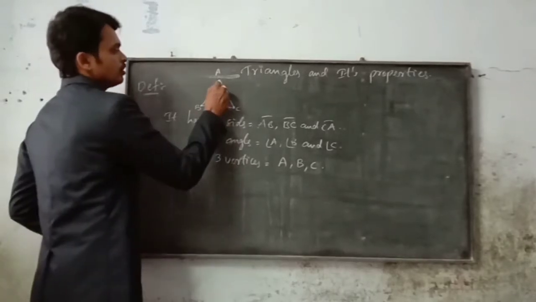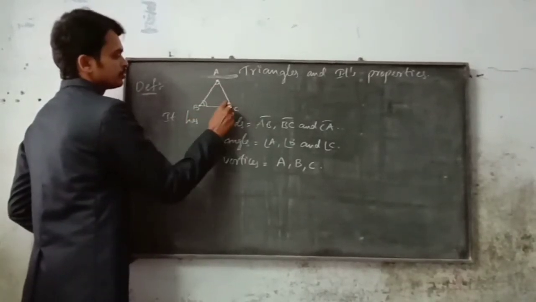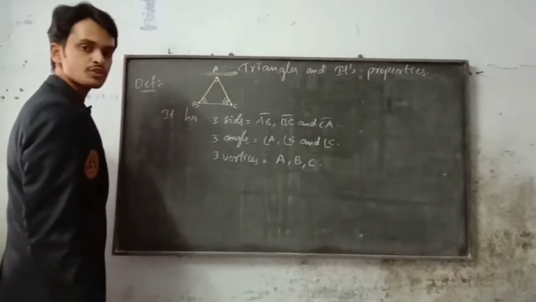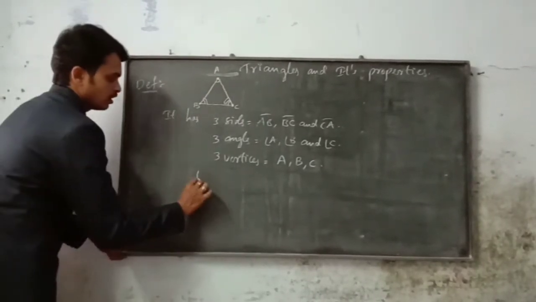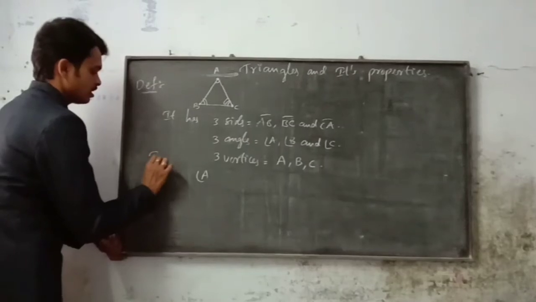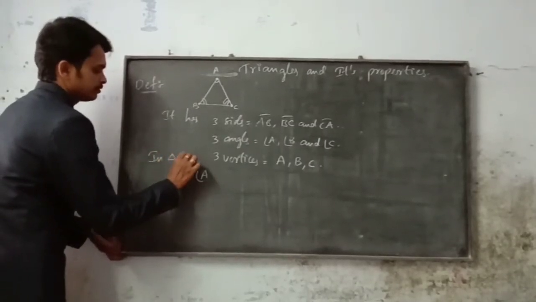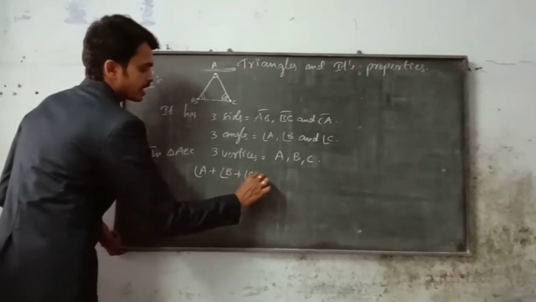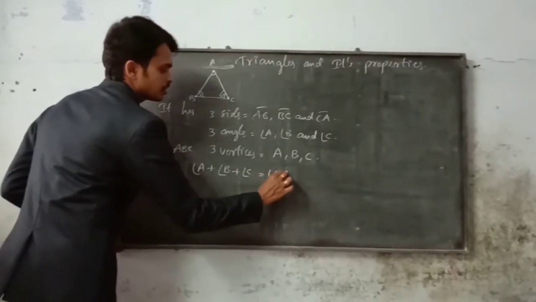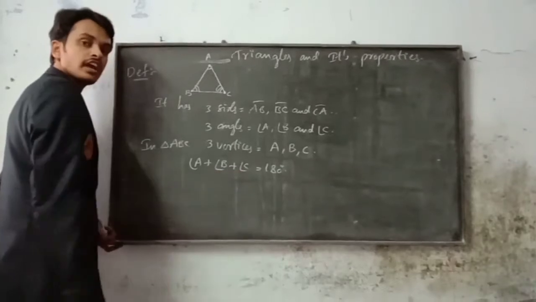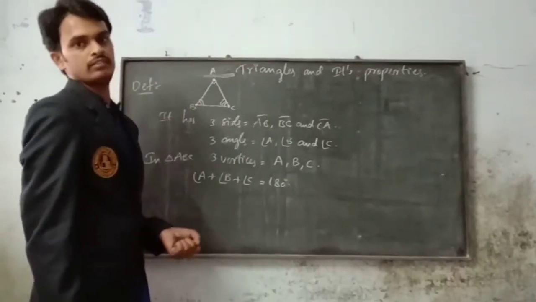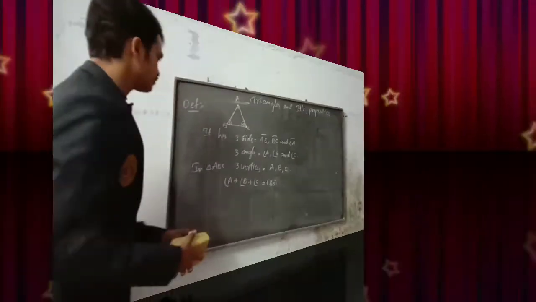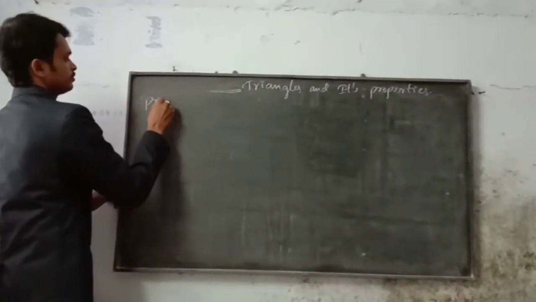So it has three angles. The sum of these three angles is always equal to 180 degrees. In triangle ABC, angle A plus angle B plus angle C is equal to 180 degrees. This is also called the angle sum property of a triangle. Now we will discuss the properties of a triangle.